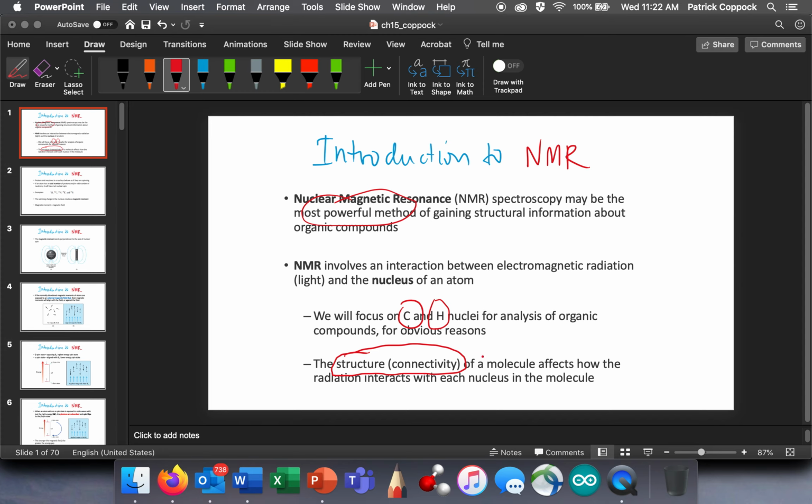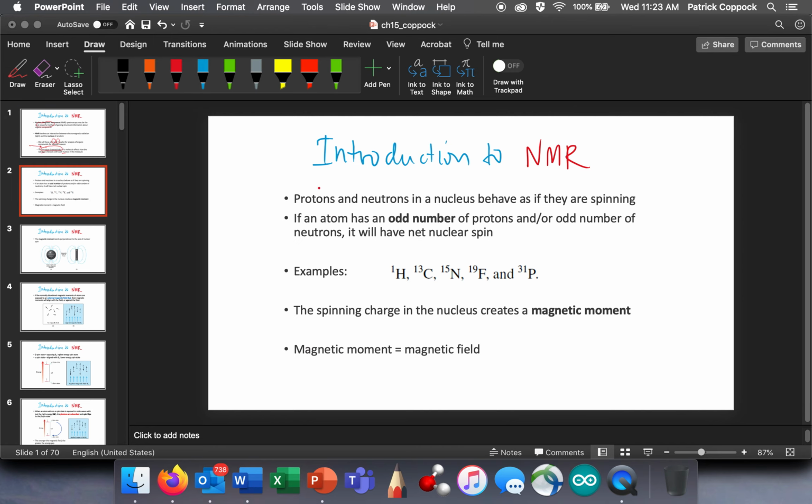structure of a molecule because the structure affects how radiation interacts with the nucleus of the molecule, right? So this is really our main take home: the connectivity of carbons and hydrogens. And we get that information because NMR is affected by connectivity, all right? So, let's just do a little bit of background information now.